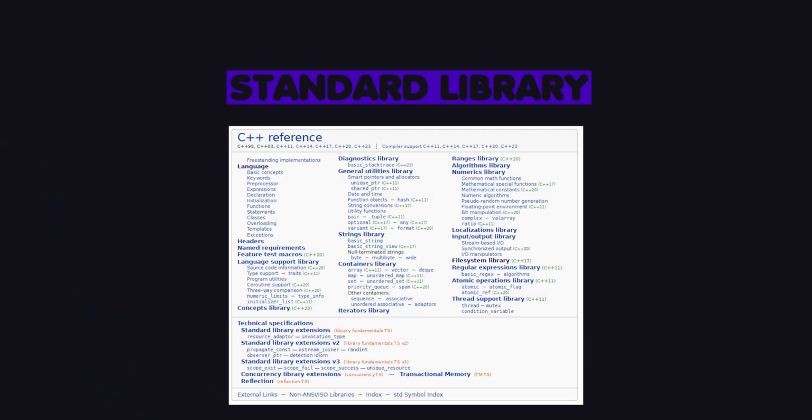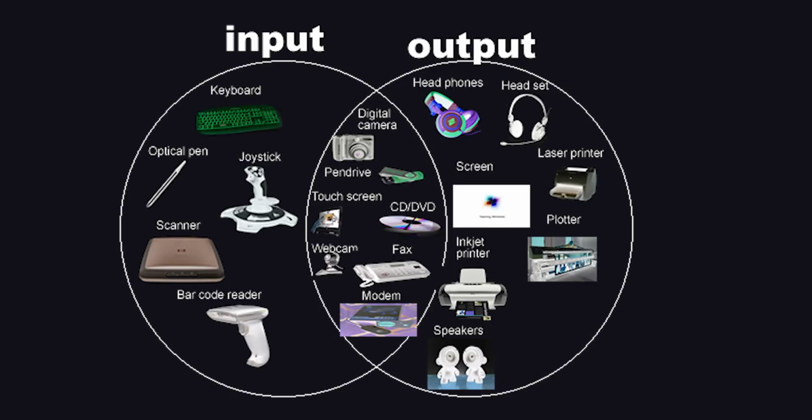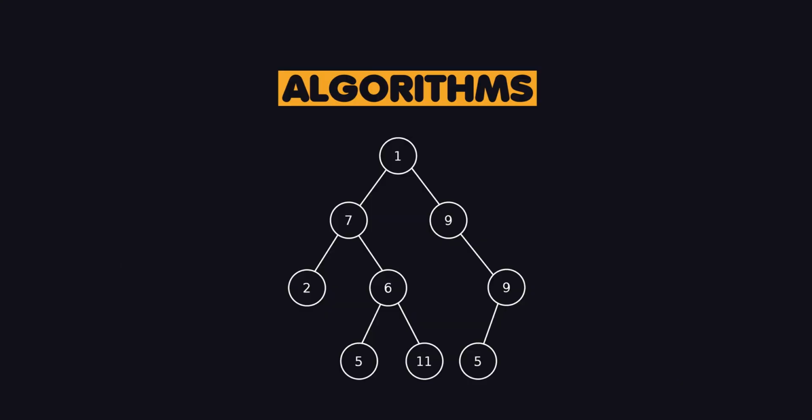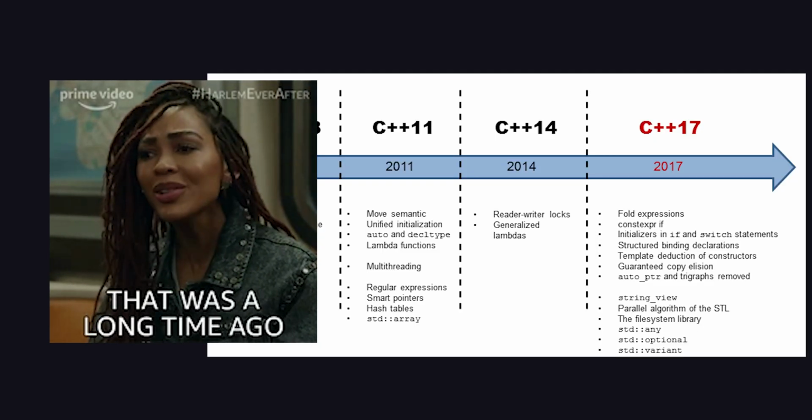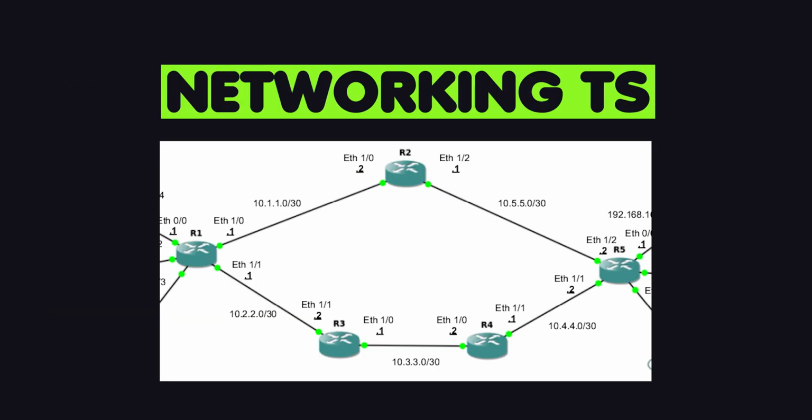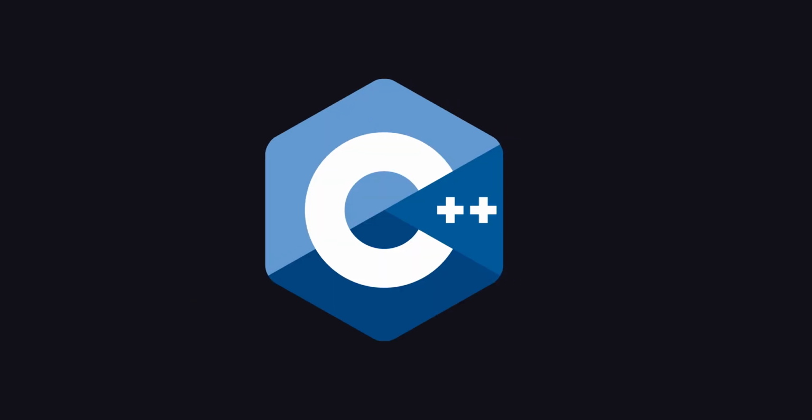It has its own standard library, which includes things like I/O handling, data structures, or common algorithms. It does take a long time for new features to make it into this standard library, such as the networking TS, which I've been expecting since C++17, but we'll now be lucky to get it in C++23.